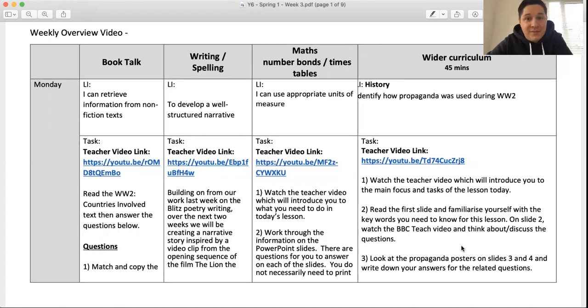Now, remember, they didn't have social media, they didn't have wide range television. So you need to think about the importance of those posters.